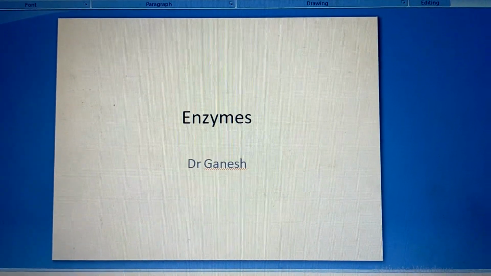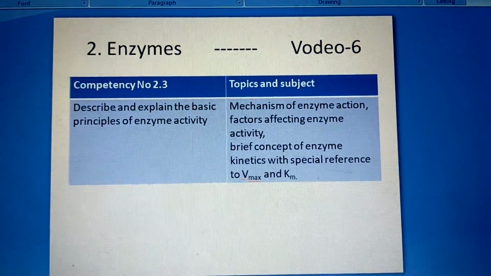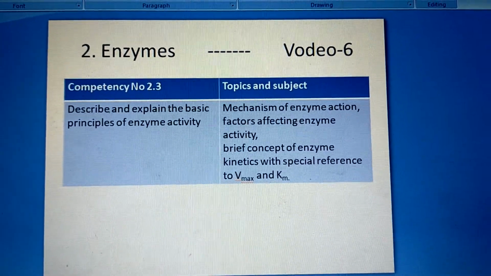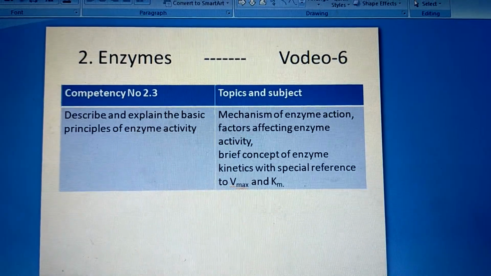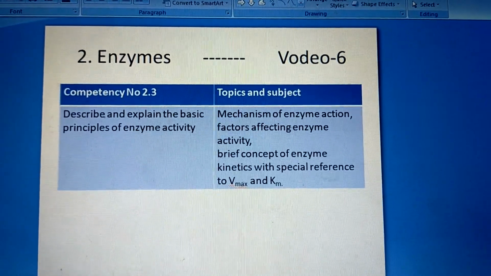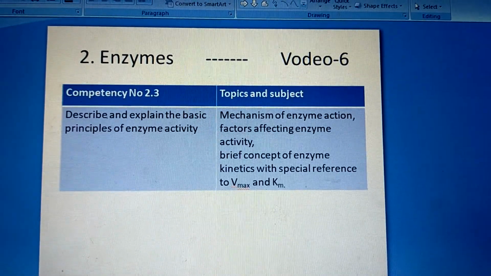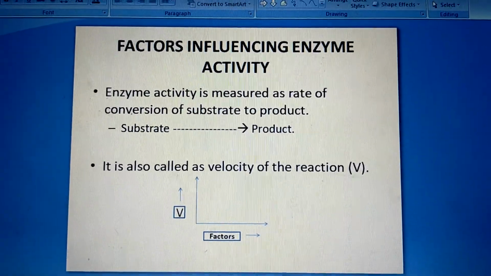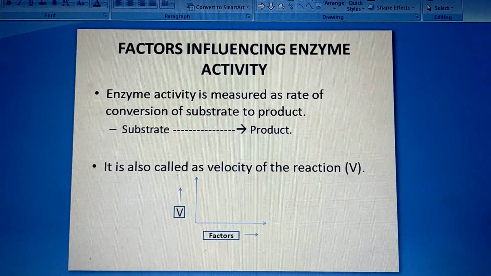We will continue the topic of enzyme. In today's video, we will see the competency number 2.3 and the subtopic for today's discussion is factors affecting enzyme activity. First, we will see what is meant by enzyme activity.